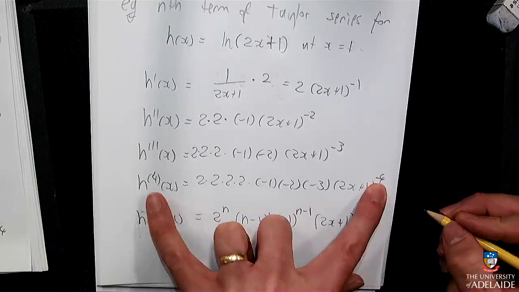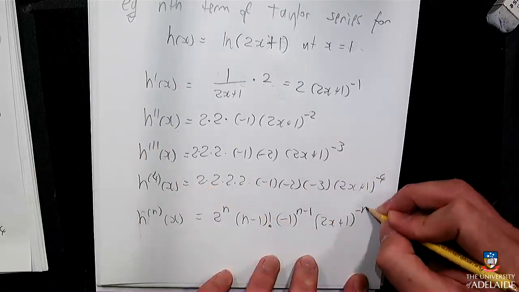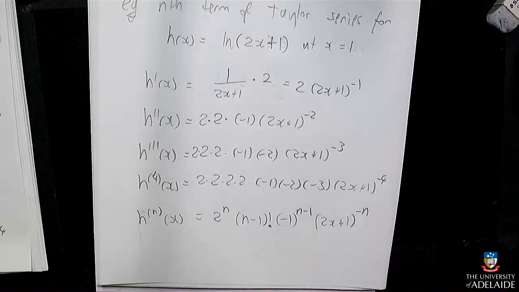And then this 4 is the same as that number. This is the same as that number, so it's that. Okay, so I have my nth derivative.